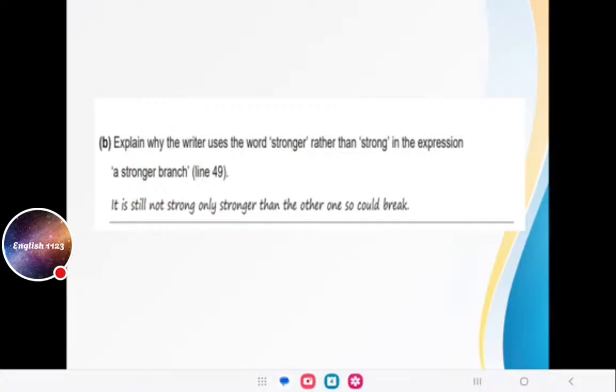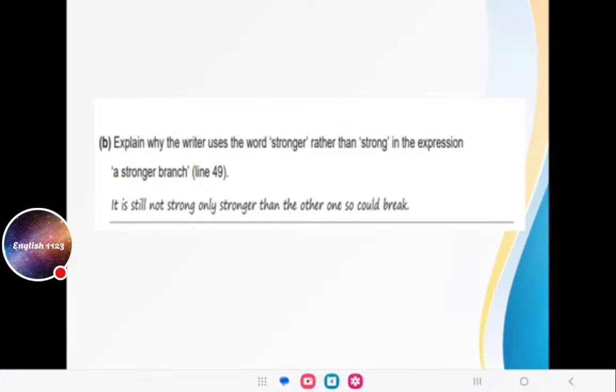Strong, the previous one was strong. These are comparative adjectives. There is no need to write the comparative adjective word there in your answer. So these are comparative adjectives. The writer is using the comparative degree, the second word, that is stronger, just to show that it is only stronger than the previous branch. It is not the strongest of all.